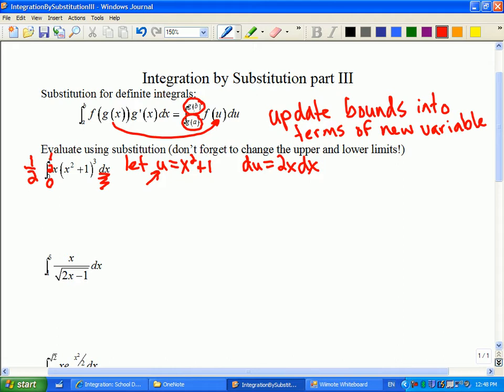Take a wild guess, anybody? Yeah? Sorry? Square it and add 1. Yeah, that's the relationship between u and x, is to square it and add 1.